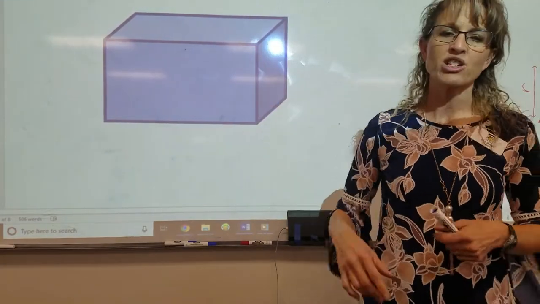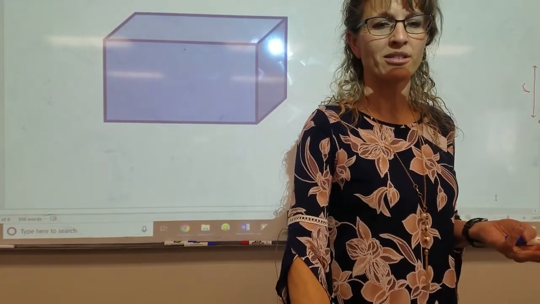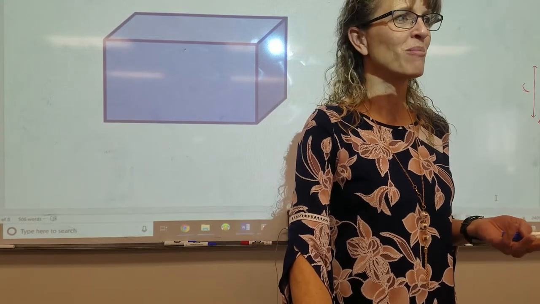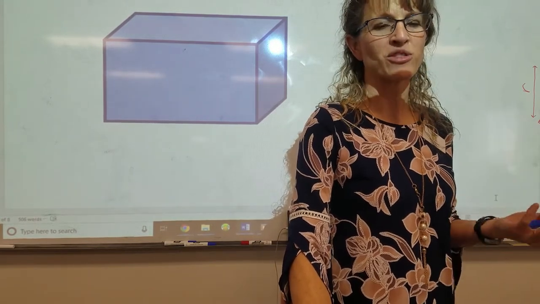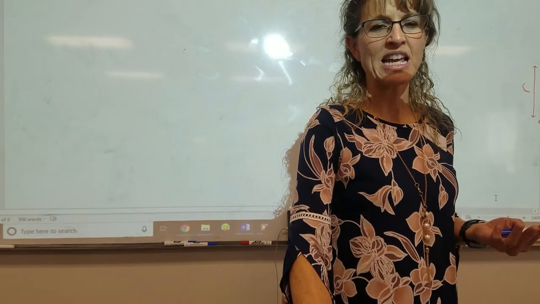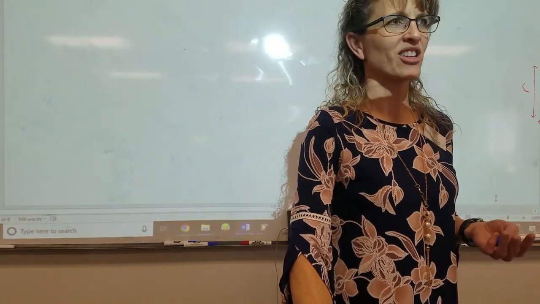So this is what we mean by a geometric solid. It could be a loaf of bread, it could be a cube of butter, it could be a building or a skyscraper. Most of our world is made up of geometric solids. A geometric solid has flat surfaces.